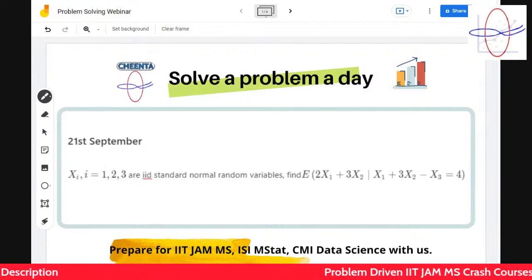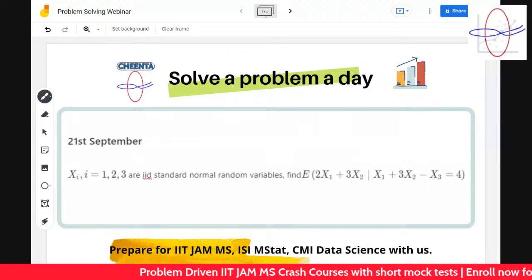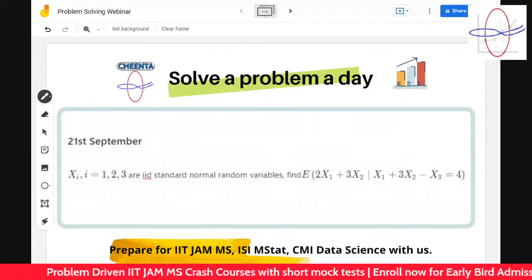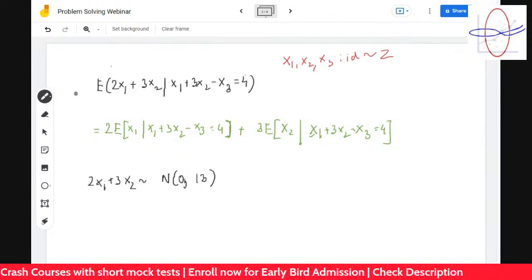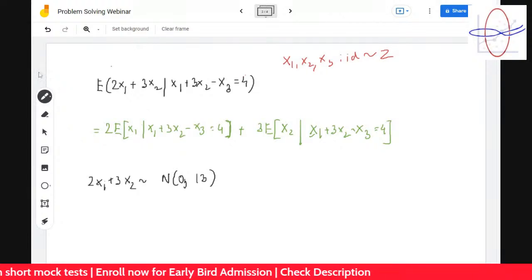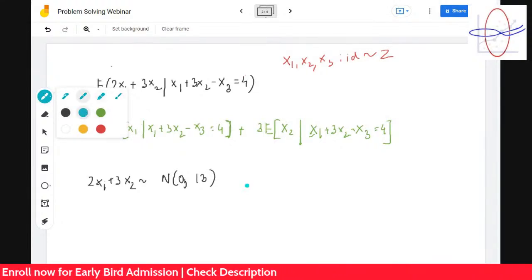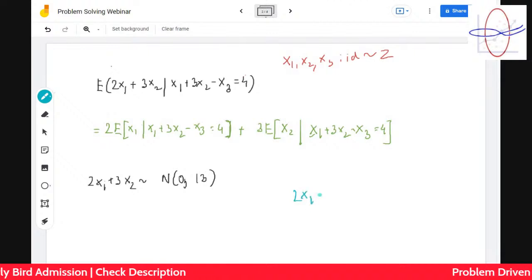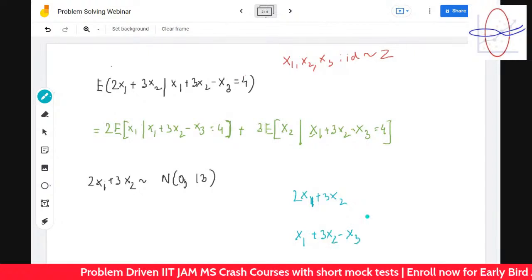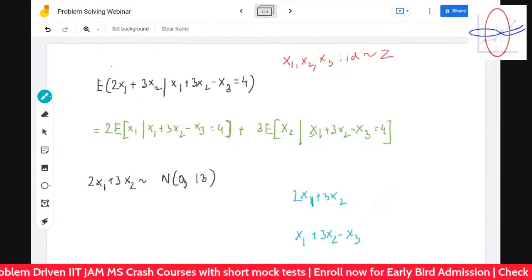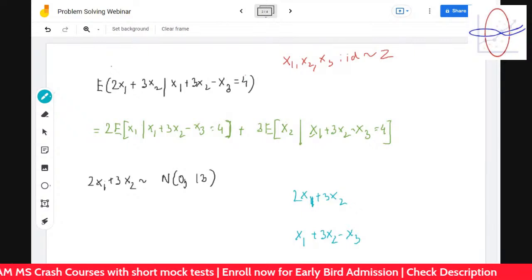Will 2x1 plus 3x2 and x1 plus 3x2 minus x3 be independent? Okay, let's address this question. You're asking whether the first term, 2x1 plus 3x2, and x1 plus 3x2 minus x3 are independent or not. So how will you check independence here? What is the first step to check independence over here?